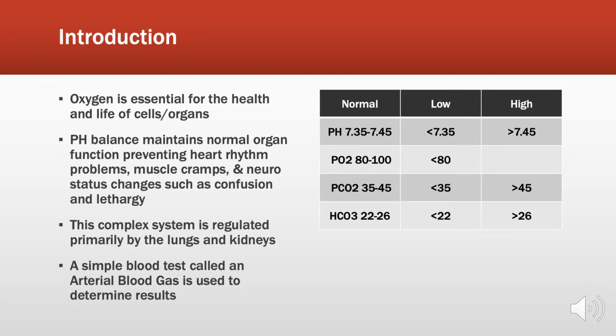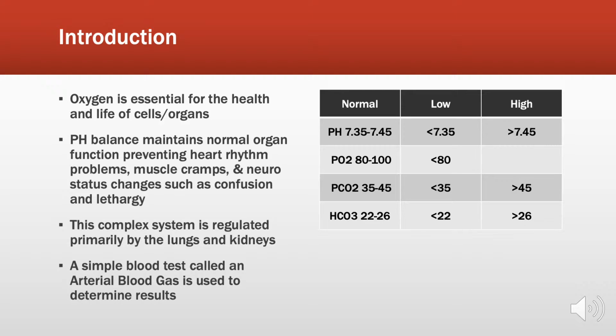Now, just a little bit of an introduction. Of course, we all know that oxygen is essential for our health, for the health of our cells, organs, and tissues, and certainly for life itself. We also know that pH balance needs to be maintained within the body in order to prevent any complications. Some of those complications can be relatively simple, but others can be downright life-threatening, including such things as heart dysrhythmias and decreased neurostatus, where a person can become very, very confused and ultimately comatose. So it can be very, very serious.